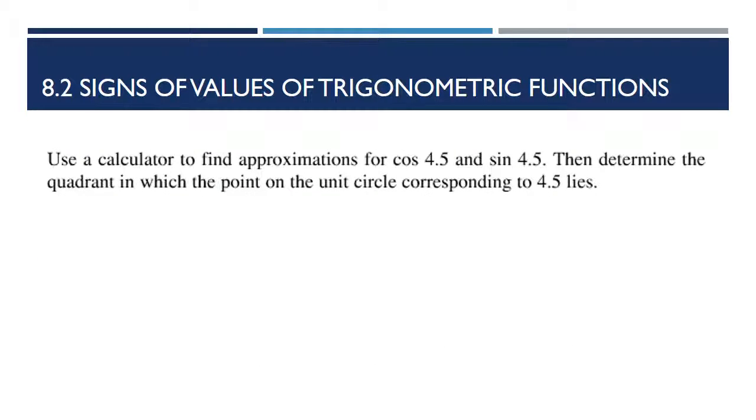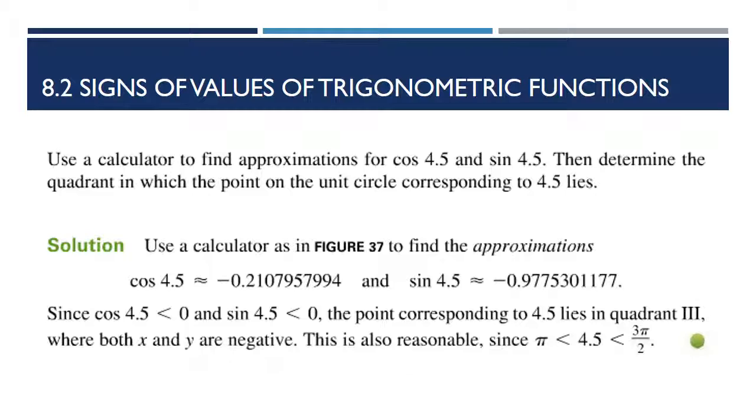Okay, use a calculator to find approximations for cosine of 4.5 and sine of 4.5, and then tell what quadrant the angle lies in. All right, so pause the recording, give this a try, and resume to check your answer. Okay, so we get for cosine of 4.5, negative 0.21, et cetera. And for sine, negative 0.97, et cetera. These, again, are approximations, not exact values. Now, they're both negative, which tells us that 4.5 must lie in quadrant 3, which means that it has to be between pi and 3 pi over 2.